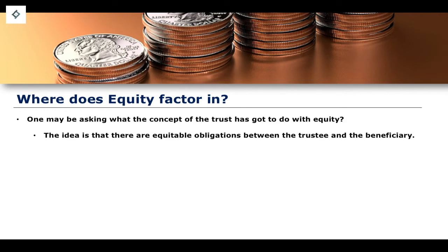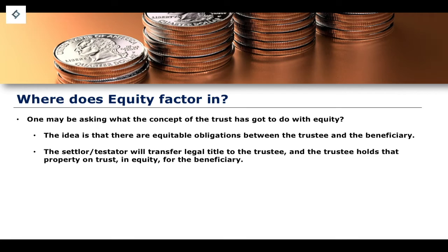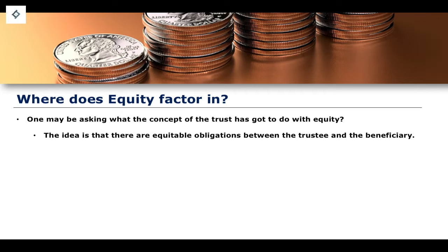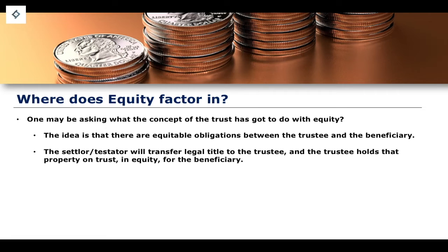Well, the idea here is that there are equitable obligations that exist between the trustee and the beneficiary. Or even, you could argue that there are equitable obligations that exist between the settlor or the testator and the beneficiary. The settlor and the testator will transfer legal title to the trustee, and the trustee will hold that legal property on trust in equity for the beneficiary. And so the result is that you see a splitting of legal and equitable interest and equitable rights. The beneficiary has equitable rights over that property, but the trustee holds the legal title and holds that property on trust.